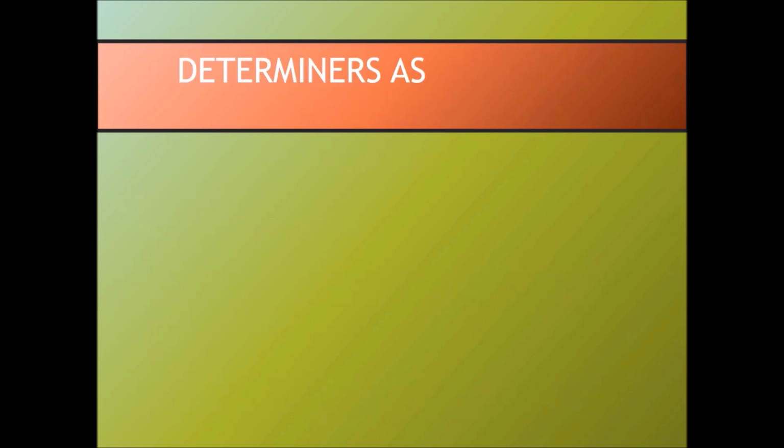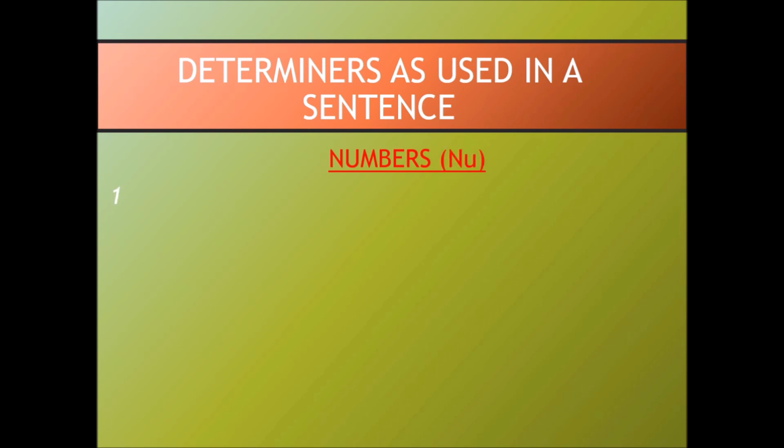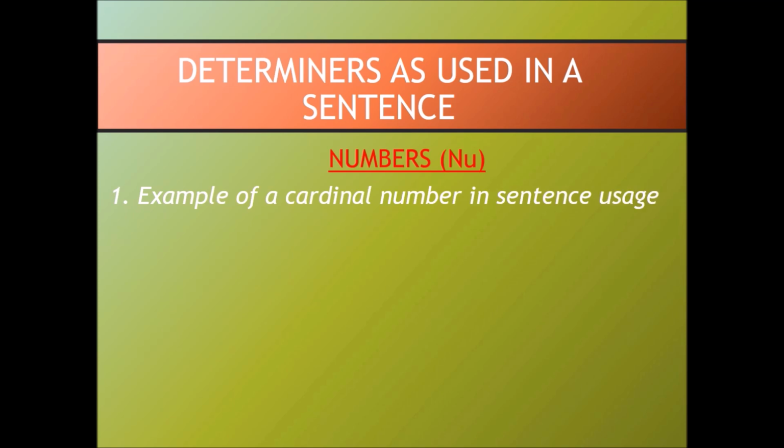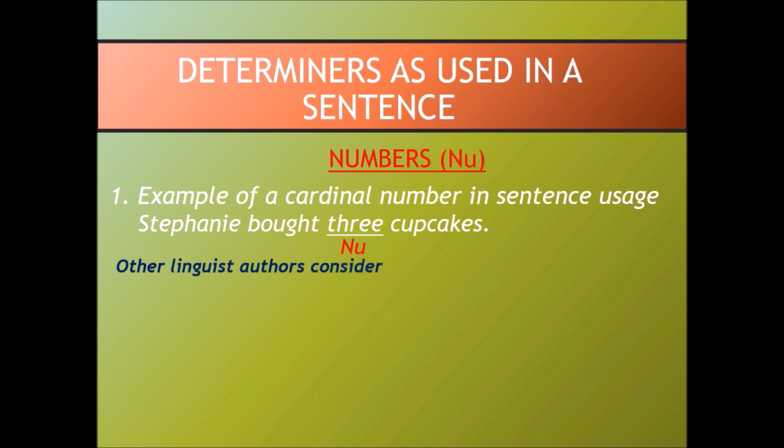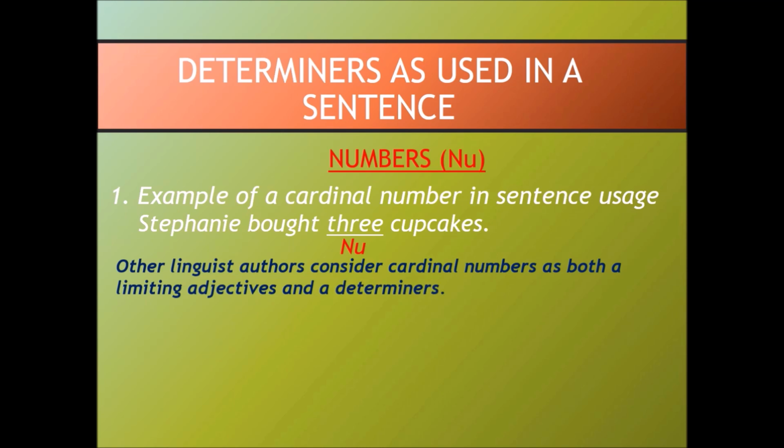What about numbers? Okay, so let's have example number 1. A cardinal number in sentence usage: Stephanie bought 3 cupcakes, where 3 there is used as a number determiner. Other linguist authors consider cardinal numbers as both limiting adjectives and determiners.